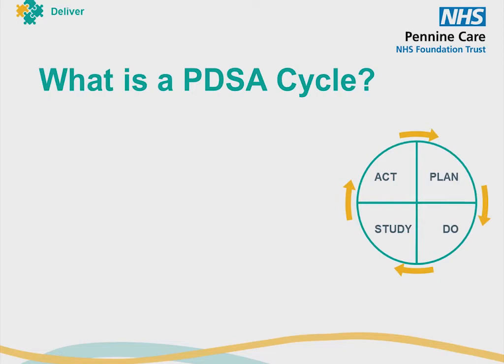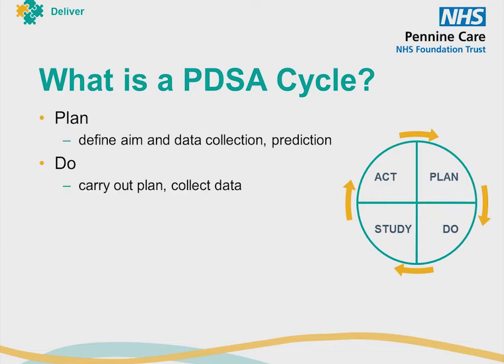So what is a PDSA cycle? The cycle consists of 4 stages. The first is plan. This is where we set an aim for the change idea. This is different from our overall aim that we created in stage 2. This only relates to the change idea. We also think about any data we need to collect and make a prediction about what will happen when we do as we plan. The second stage is do.